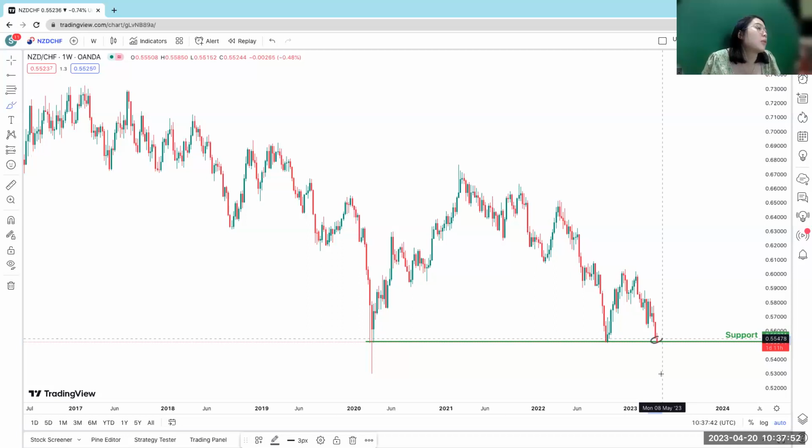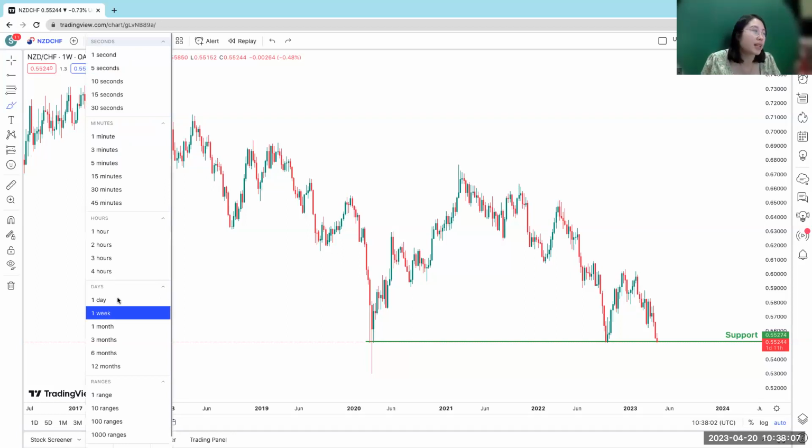But the problem is this is a weekly time frame. I think the majority of us here are either day traders or scalpers. I don't think most of you are swing traders who look at the weekly time frame. So let's see what other information we can get on the daily time frame.